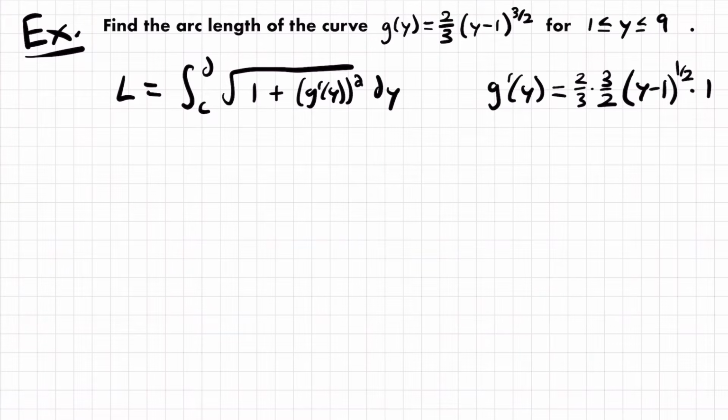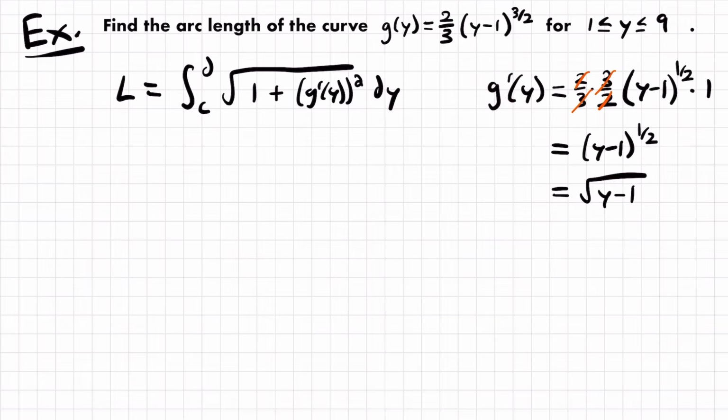And now we can simplify. 2/3 times 3/2 is just equal to 1, right? These 2's will cancel out and these 3's will cancel out. And so what we have is that this is equal to (y minus 1) to the 1/2 power. And you could rewrite that to be equal to the square root of y minus 1. Okay, so this right here, the square root of y minus 1, is the derivative of our function, g prime of y.